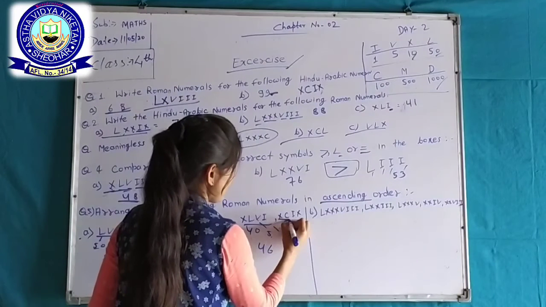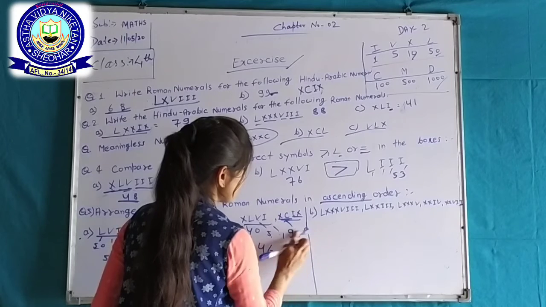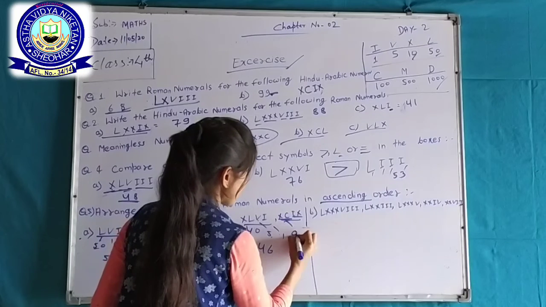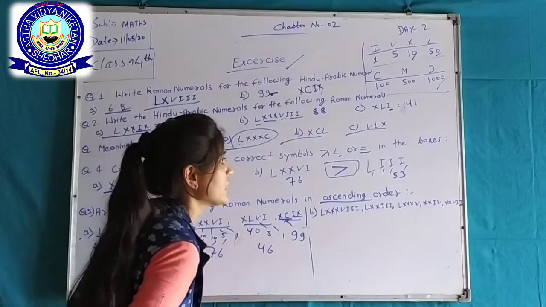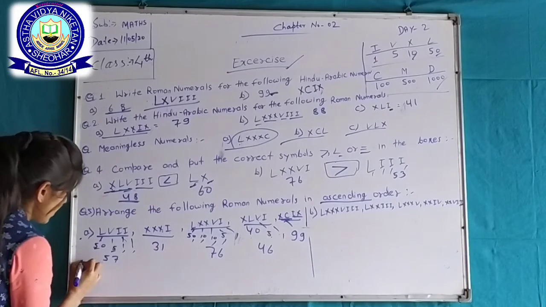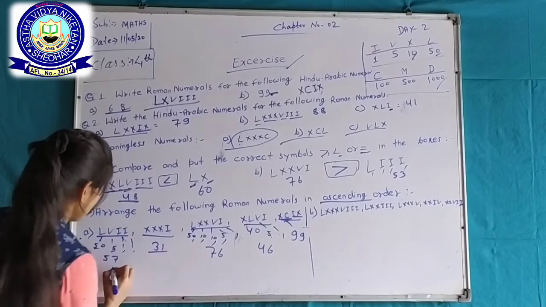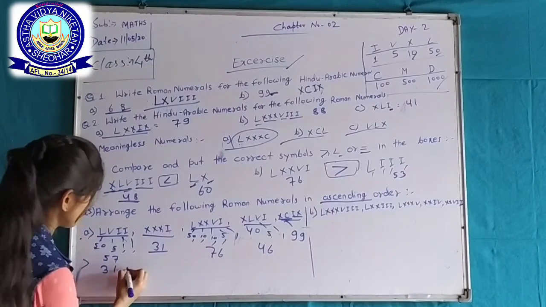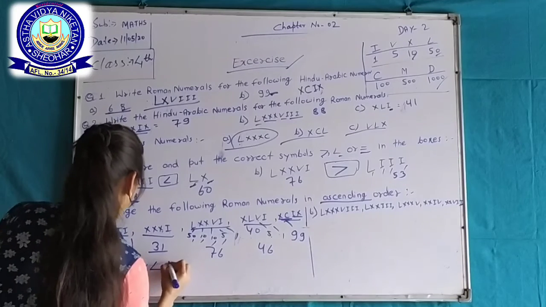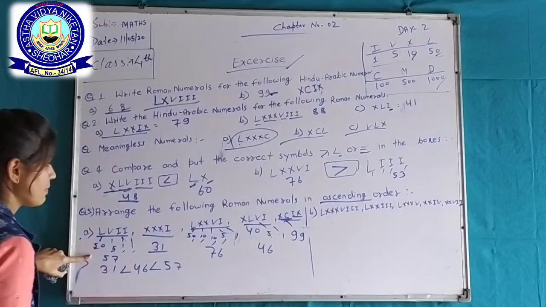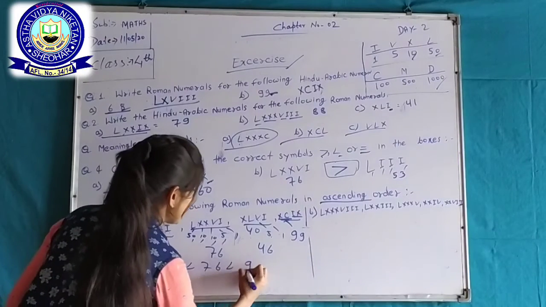And the value of XC is 90 and IX is 9, so it will be 99. First, we write it in ascending order. In ascending order, first of all, we write the smaller number. This is 31. It is smaller than 46, and 46 is smaller than 57, and 57 is smaller than 76, and 76 is smaller than 99.